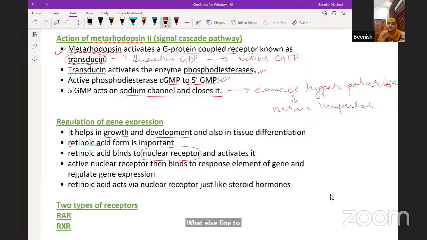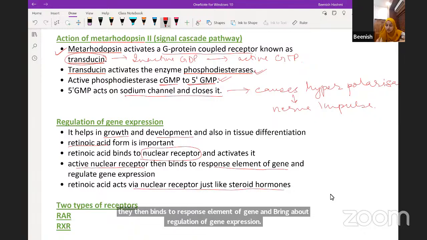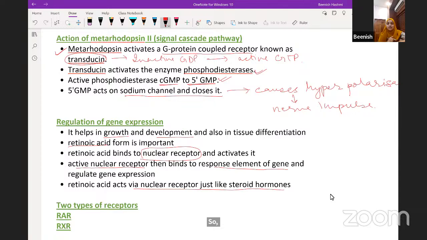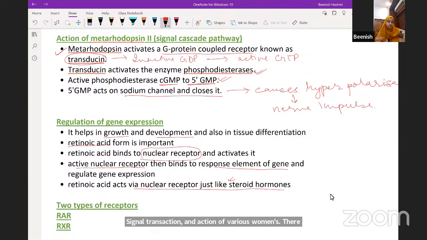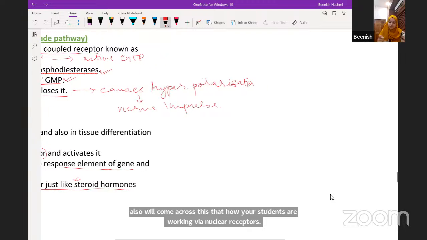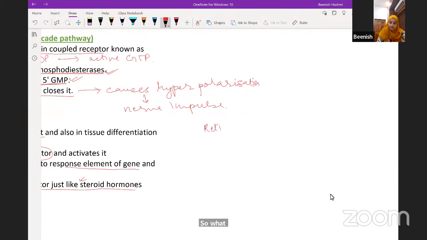Okay. So your retinoic acid binds to nuclear receptors and activates them. Now these active nuclear receptors then bind to the response element of a gene and bring about regulation of gene expression. So retinoic acid acts via nuclear receptors just like steroid hormones. When we study signal transduction and the action of various hormones, there also you will come across how your steroid hormones work via nuclear receptors. So what it says is that your retinoic acid binds to nuclear receptor.